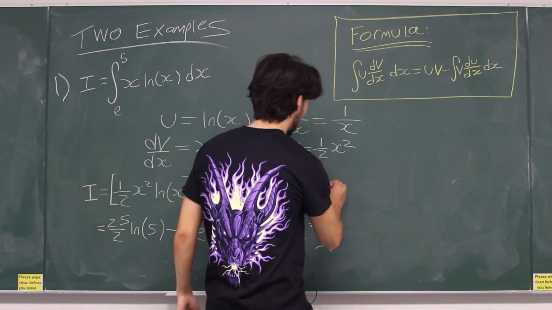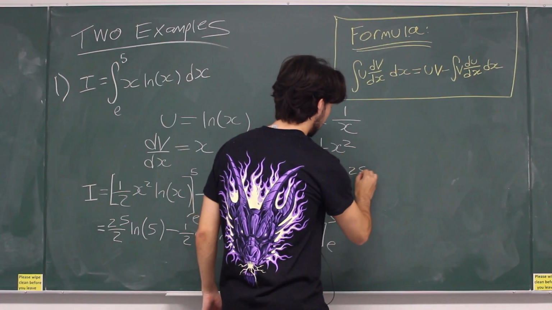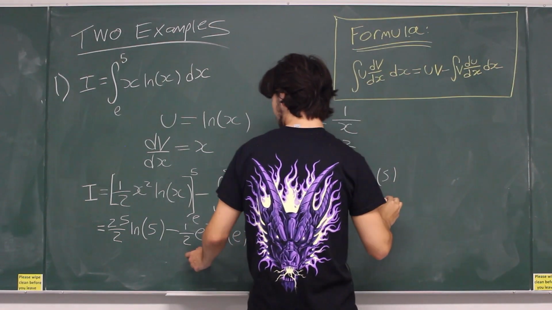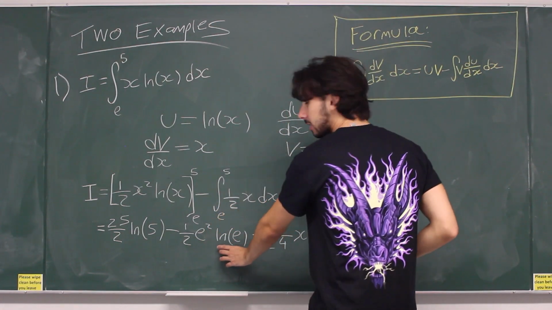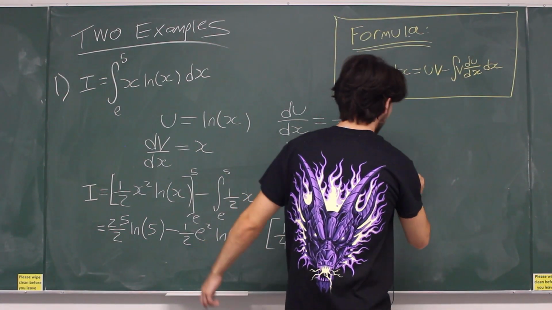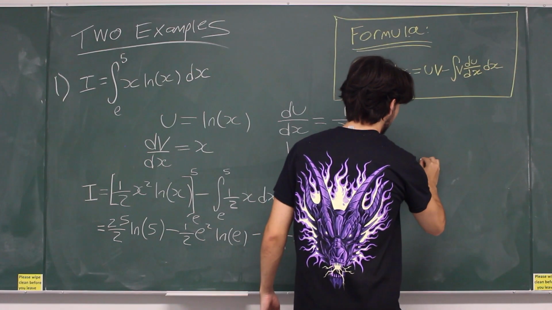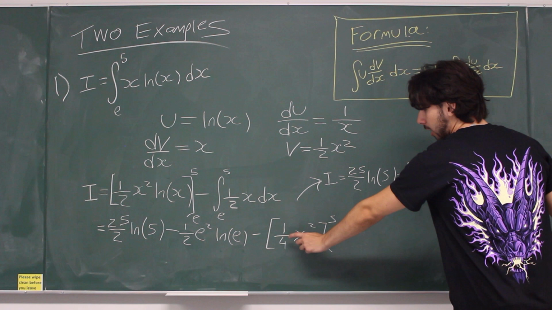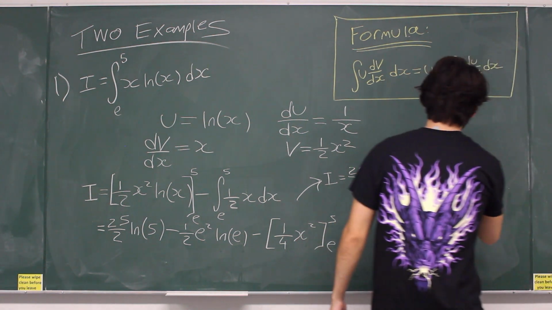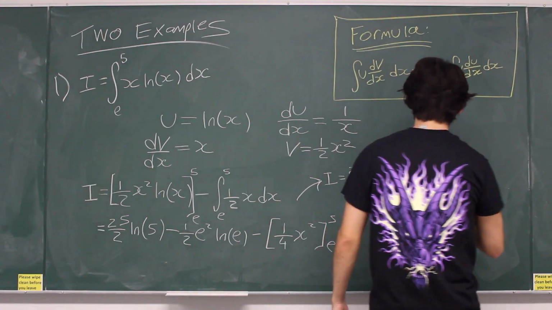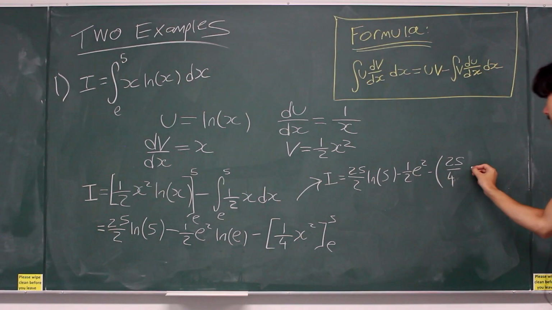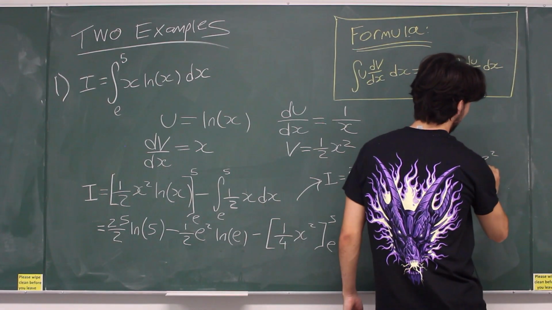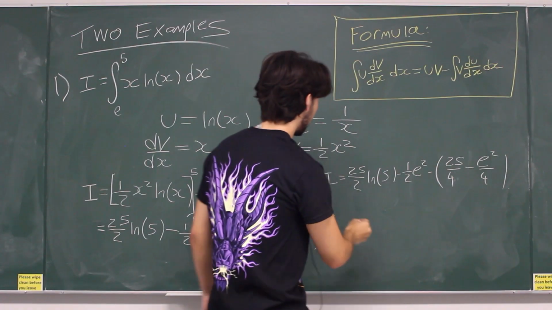So we have that the integral I is 25 over 2 times the natural log of 5 minus a half e squared times the number 1, because the natural log of e is the number 1. So minus a half e squared, okay? And then we're going to take away this. So a quarter times 5 squared is 25 over 4, and taking away inside of the bracket a quarter times e squared, so e squared over 4. Okay, then we just need to clear it up.